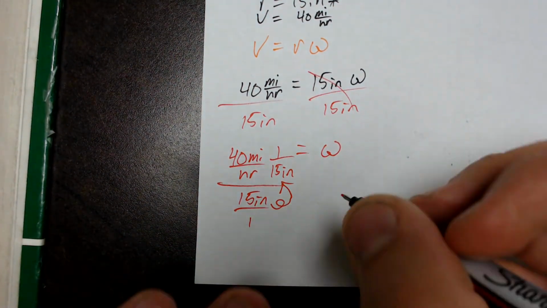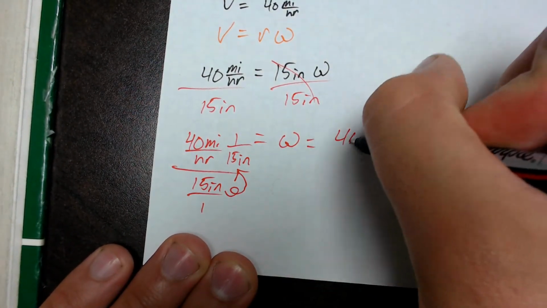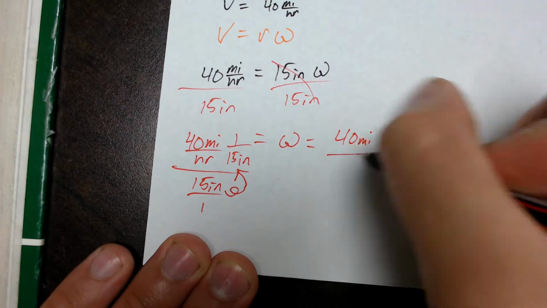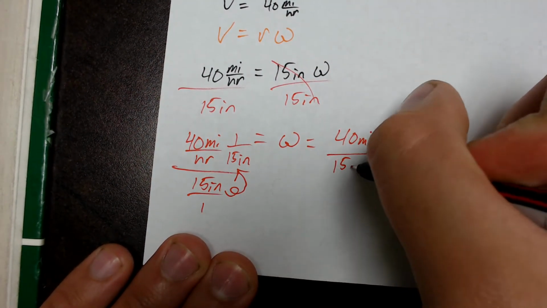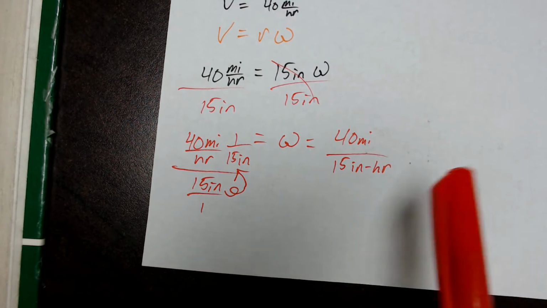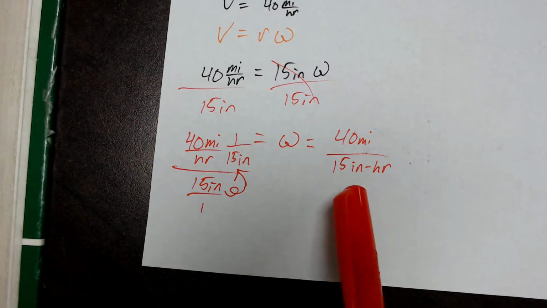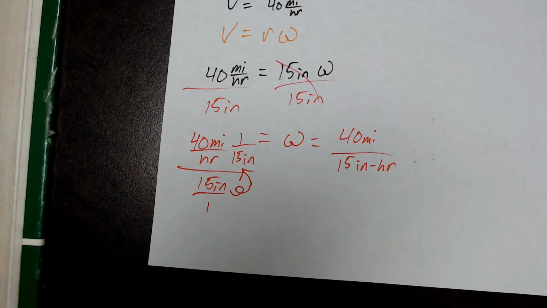And what this turns into is, I'm going to write it on this side, 40 miles times 1 is just 40 miles, and then 15 inches times hours is 15 inch-hours. And that's how you write units when they get mashed up together like that. You just put a dash in between them. So that is our angular velocity, right?